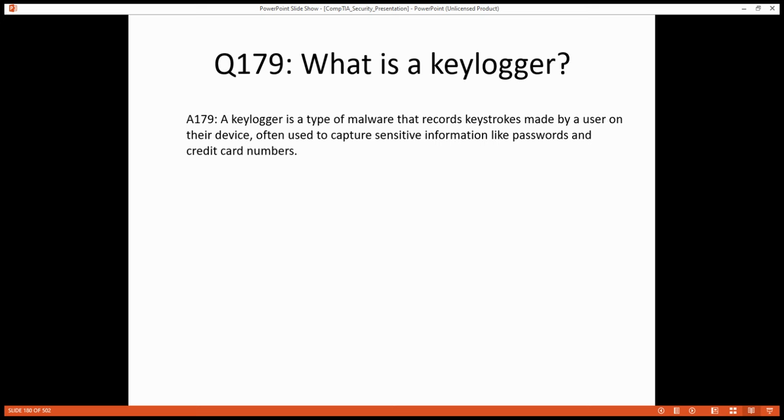Q179. What is a keylogger? A179. A keylogger is a type of malware that records keystrokes made by a user on their device, often used to capture sensitive information like passwords and credit card numbers.